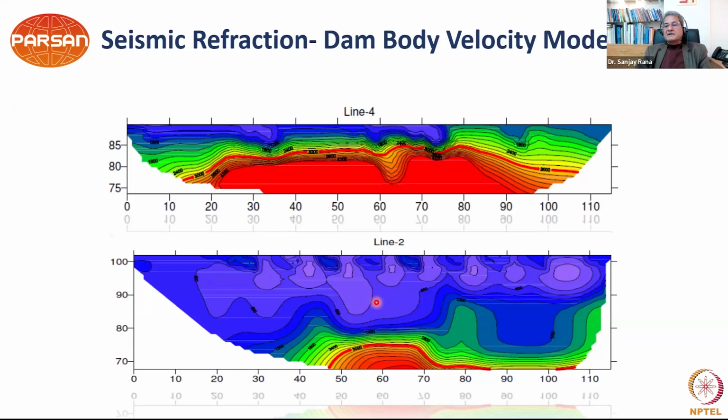So in seismic refraction, again, we are sending the seismic waves from the top, receiving them from geophones all along the dam body. And then this is seismic refraction tomography. Then we are creating a P-wave velocity distribution of the subsurface. Seismic tomography and seismic refraction are very different, because in seismic tomography, we are talking of direct arrivals. Here we are talking of refracted arrivals.